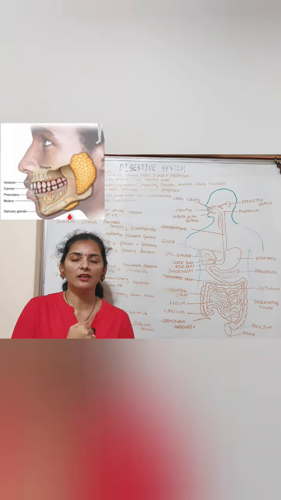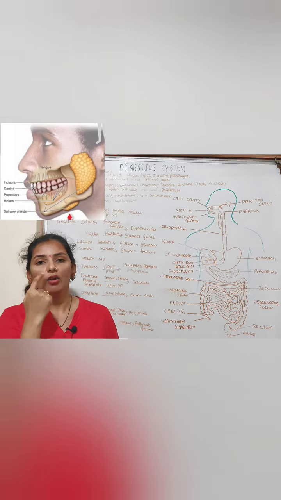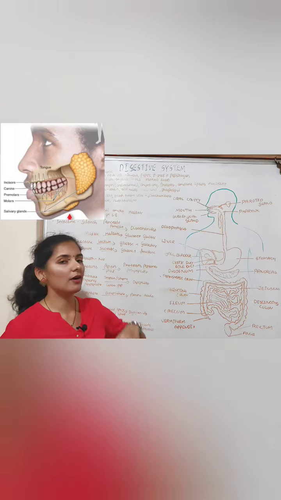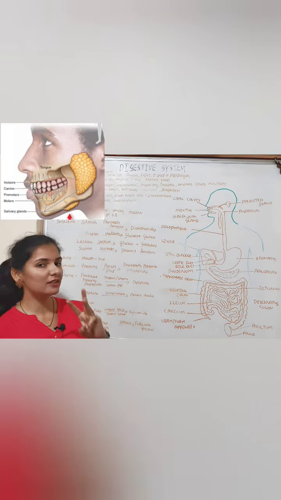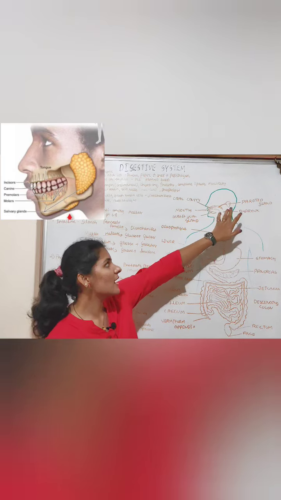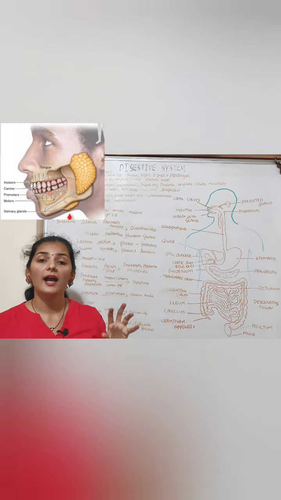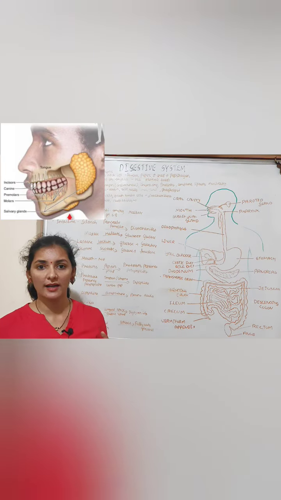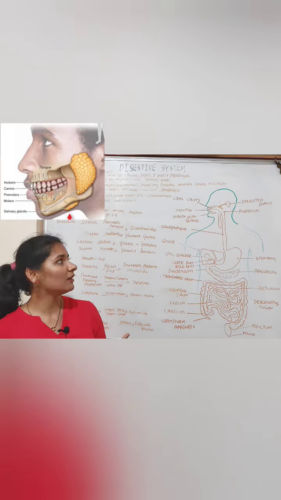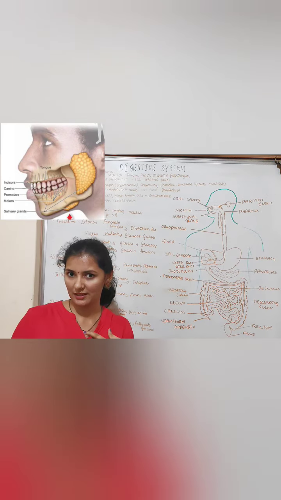Mastication means grinding of the food. So teeth along with the tongue and the saliva. You know that saliva is produced by three pairs of salivary glands, that is parotid gland, sublingual gland and submaxillary or submandibular gland. So these pairs of salivary glands secrete saliva into the oral cavity.